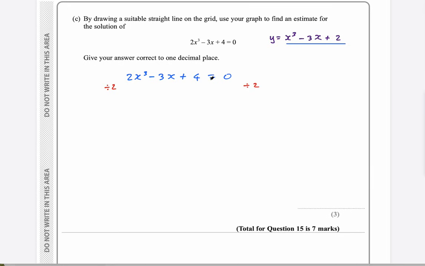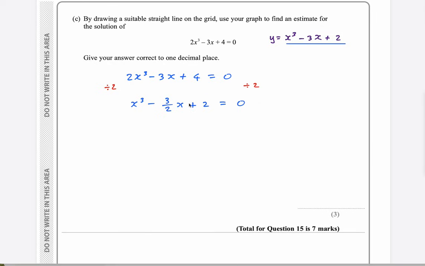And 0 divided by 2, guys, is obviously still 0. So this divided by 2 is x cubed minus 3 over 2x plus 2. And 0 divided by 2 is 0. So this divided by 2 is just 1x cubed. 3 divided by 2 is 3 over 2. And 4 divided by 2 is 2. And 0 divided by 2 is 0.